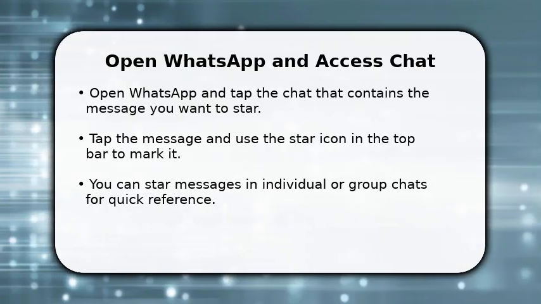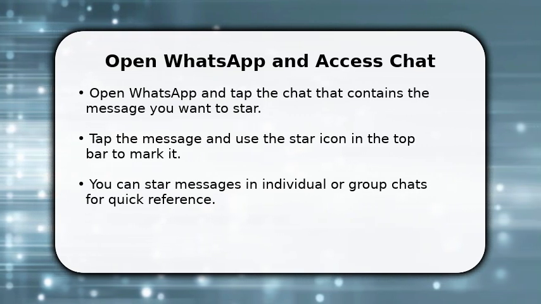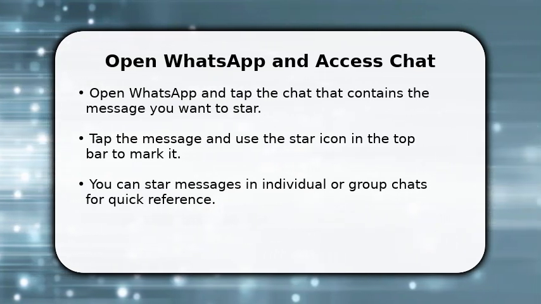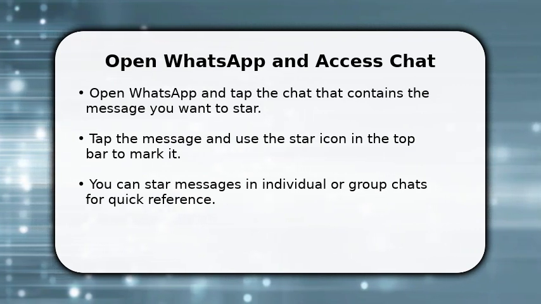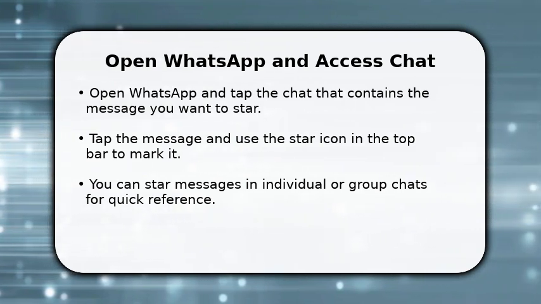Open WhatsApp on your phone and look for the Chats tab at the bottom. Tap Chats to see your conversations and choose the chat that contains the message. Scroll to locate the specific message you want to mark.